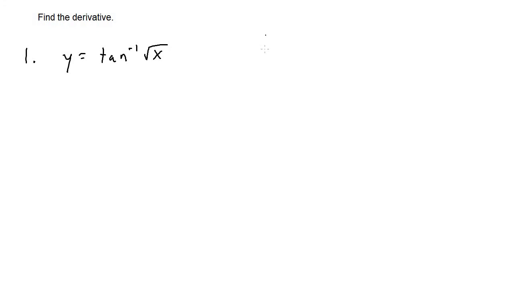Now once again, the derivative formula for arctangent, or inverse tangent, of some function u is going to be equal to u prime over 1 plus u squared. So in this case, if our u is the square root of x, let's go ahead and use the formula. The first thing we have to do is find u prime, or the derivative of the square root of x. So we can rewrite square root of x as x to the 1/2.